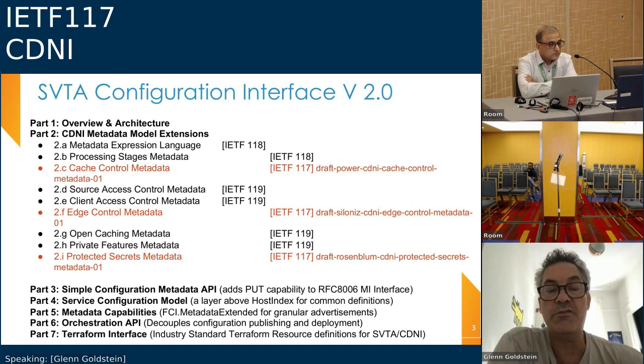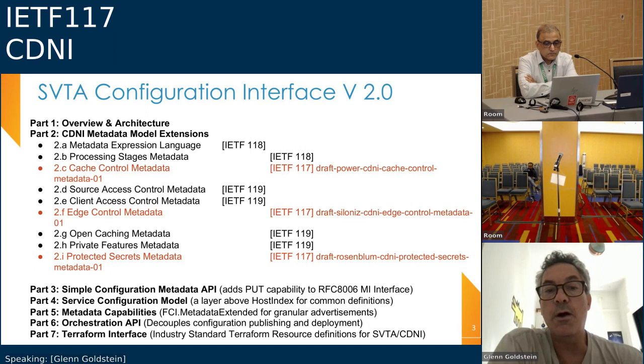So we're moving these through the SVTA in pieces. Part 2 is basically a list of new metadata objects organized by category. We submitted this originally a couple of years ago, and Kevin said to break it up into pieces. So these first 3 in red are the 3 we're going to talk about today. We submitted those originally as drafts for IETF 117, and we would like to come out of this meeting with a milestone of having these adopted as working group drafts.